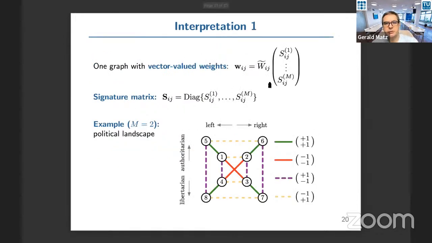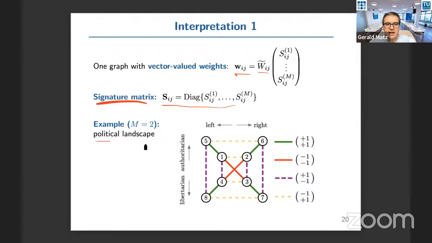And there are 2 interpretations we got for these graphs. The first one is that you think of them as ordinary graphs where the edges have weights that are vector valued. Okay, so you have vectors W_ij, and due to our constraint, this is actually the product of the magnitude with a vector containing the signs. And those signs preferably we arrange into a diagonal matrix S_ij. And these are actually objects that exist in the mathematics literature and physics literature, and those are called signature matrices. So those are actually the name givers for the graphs as well.